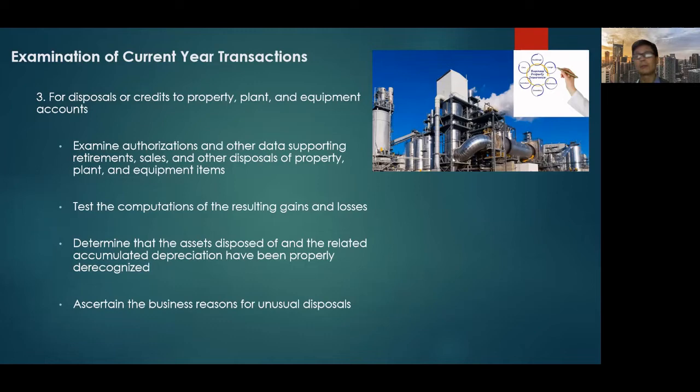Bakit sila nagbenta? Bakit siguro magsasara na sila, or let's say lilipat sila sa mas maliit na planta, no? Those things, no? So yung business reason, no? Because that could also be a telltale sign, no? Na yung company is maybe kumbaga incurring some debts, no?